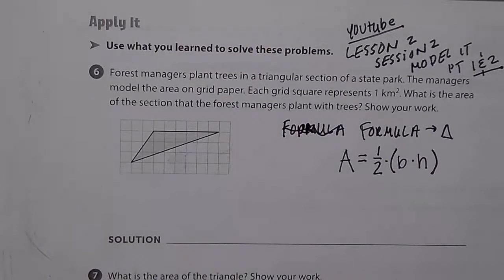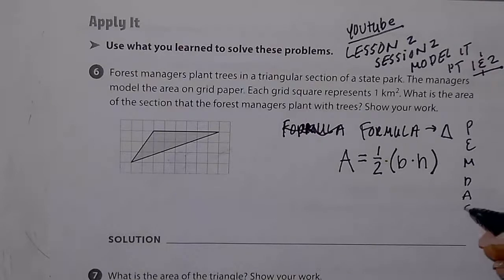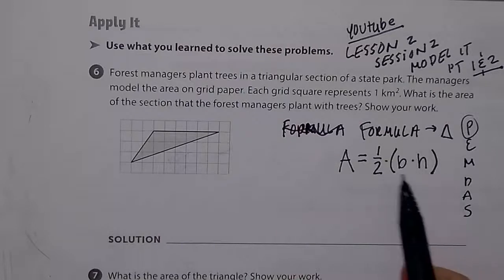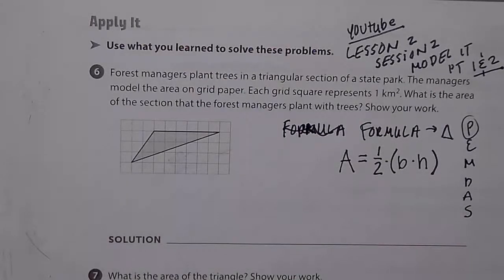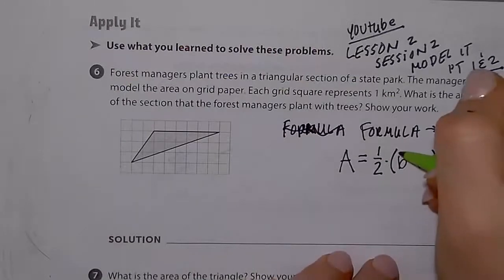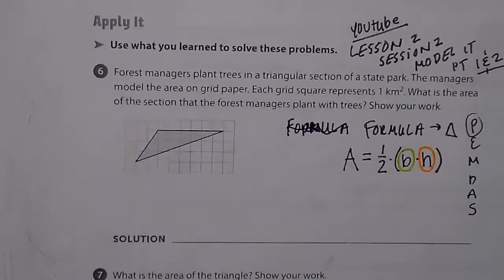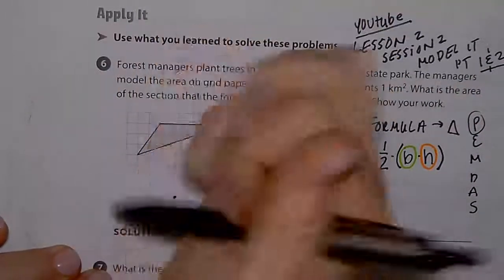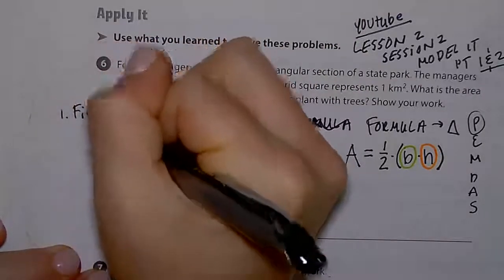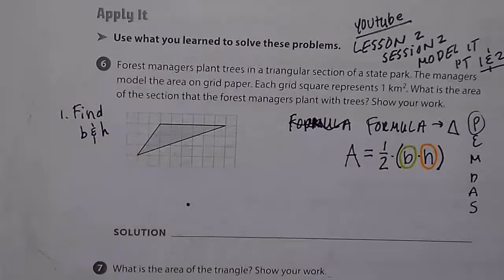So what we need to do here is, first of all, follow our PEMDAS. With PEMDAS, we're going to do parentheses first. So the first thing we need to do is find the base and the height of this triangle. For this problem, I'm going to have my base be green, and I'm going to have my height be orange. So the first thing I'm going to do, step 1, is to find base and height.